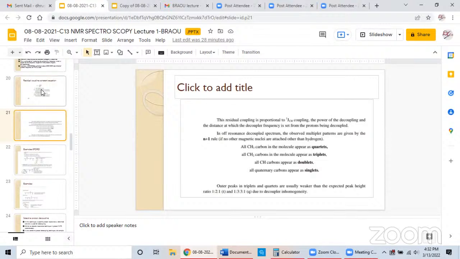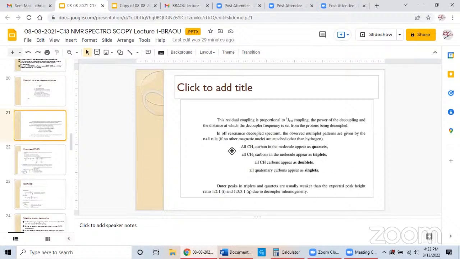Now, this residual coupling is observed, but what is the information? Especially, we are more concerned about this information. What is the information that we are going to get from this spectra? See, the residual coupling is proportional to the J1CH coupling. If the J1CH, the original true coupling, is more, the residual coupling also is more. And the power of the decoupling and the distance at which the decoupling is done are instrumental parameters. So it is based on that.